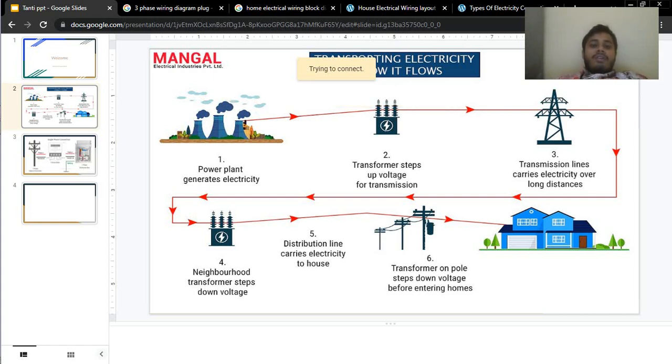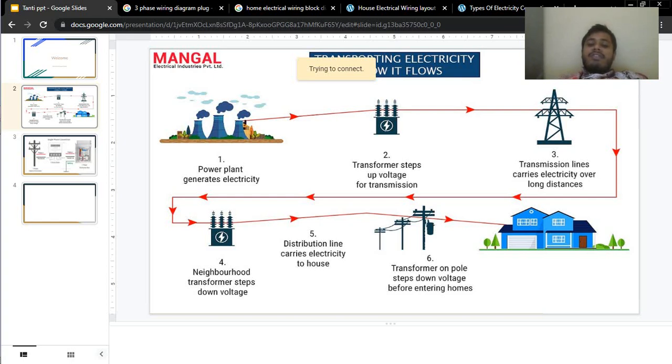Here we see the power plant, which generates that huge amount of electricity. It can be a power plant or a solar plant, whatever they have. They are generating power from this station, right? From this generated electricity, it's distributed using a transformer. The transformer steps up voltage, and it's distributed using high voltage.